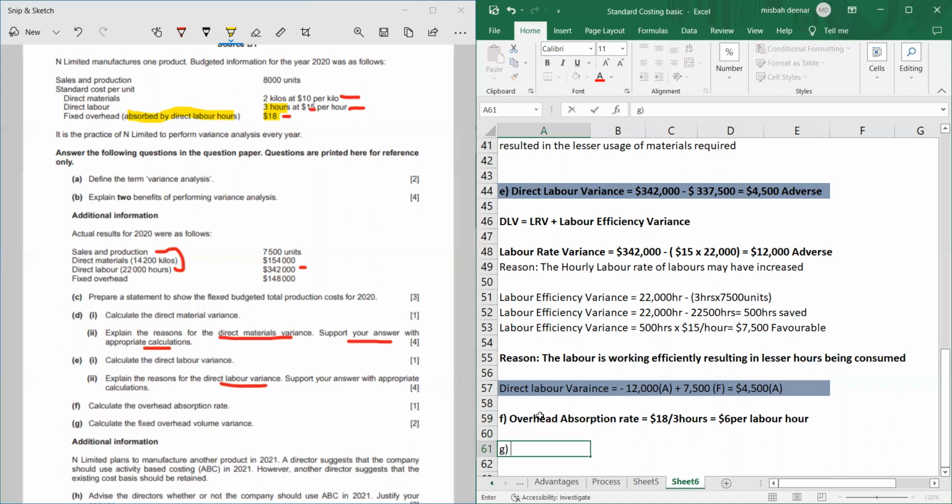Then G, fixed overhead volume variance. The budgeted units were 8,000, the actual units were 7,500, giving us 500 units into the direct labor hours into the overhead absorption rate. So we would get our answer as $9,000 adverse.